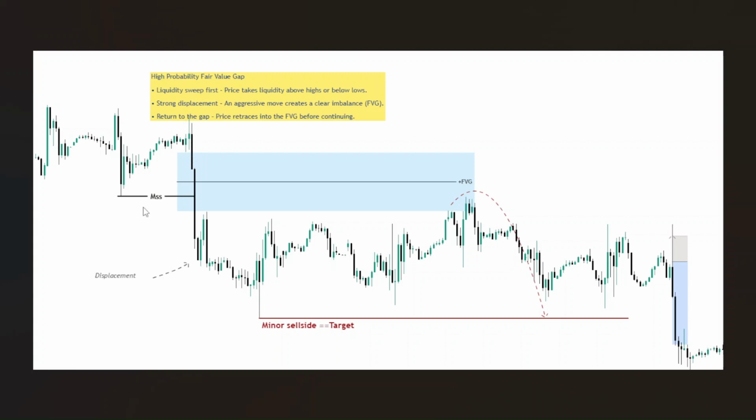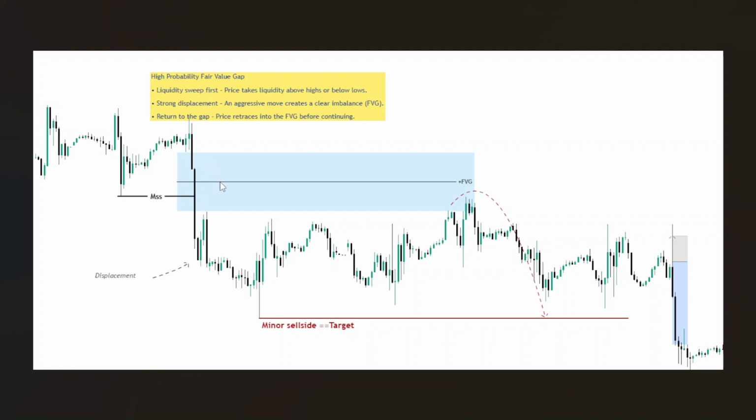So you see this series of down closes? This is where price shifts, strong displacement. And then what happens? You want to see an aggressive move that creates an imbalance. So these candles here are an aggressive move. There's huge momentum for sellers. Sellers are getting into the market. And then we got a gap, an imbalance right above here and here.